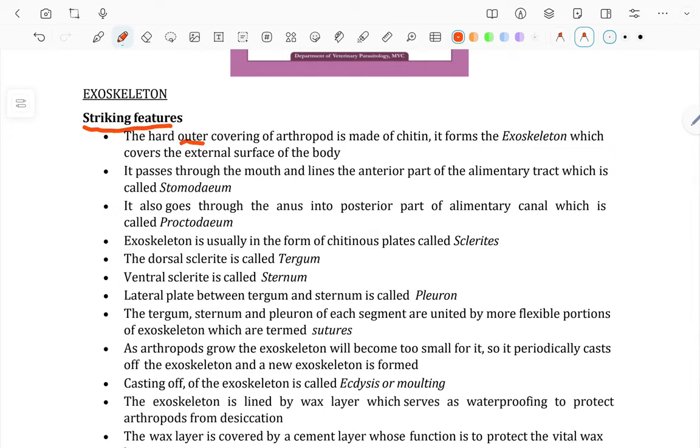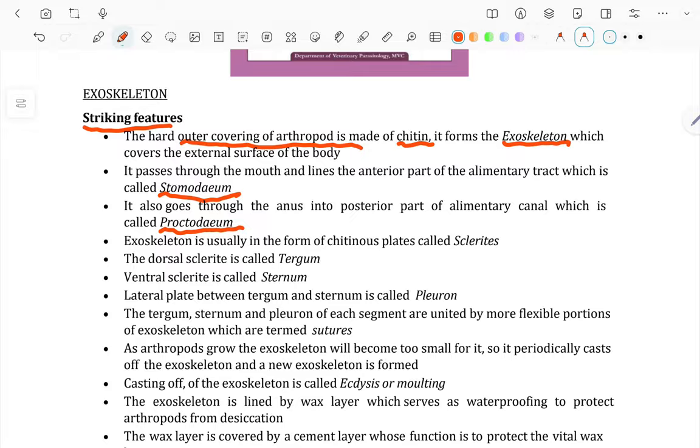The hard outer cover of arthropoda is made of chitin. It forms the exoskeleton, which covers the external surface of the body. It passes through the mouth and lines the anterior part of the alimentary tract, which is called stomodeum. It also goes through the anus into the posterior part of the alimentary canal, which is called proctodeum.